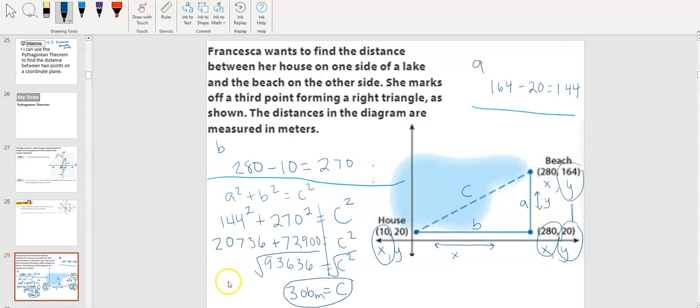Bam. Okay, as you can see, I took a break and solved this out so we didn't run out of time. But basically, I just used my calculator to find these answers here. I added them together to get 93,636. Then I used my calculator to find the square root of that, and that was 306 meters. So the distance between her house and the beach in a straight line is 306 meters.